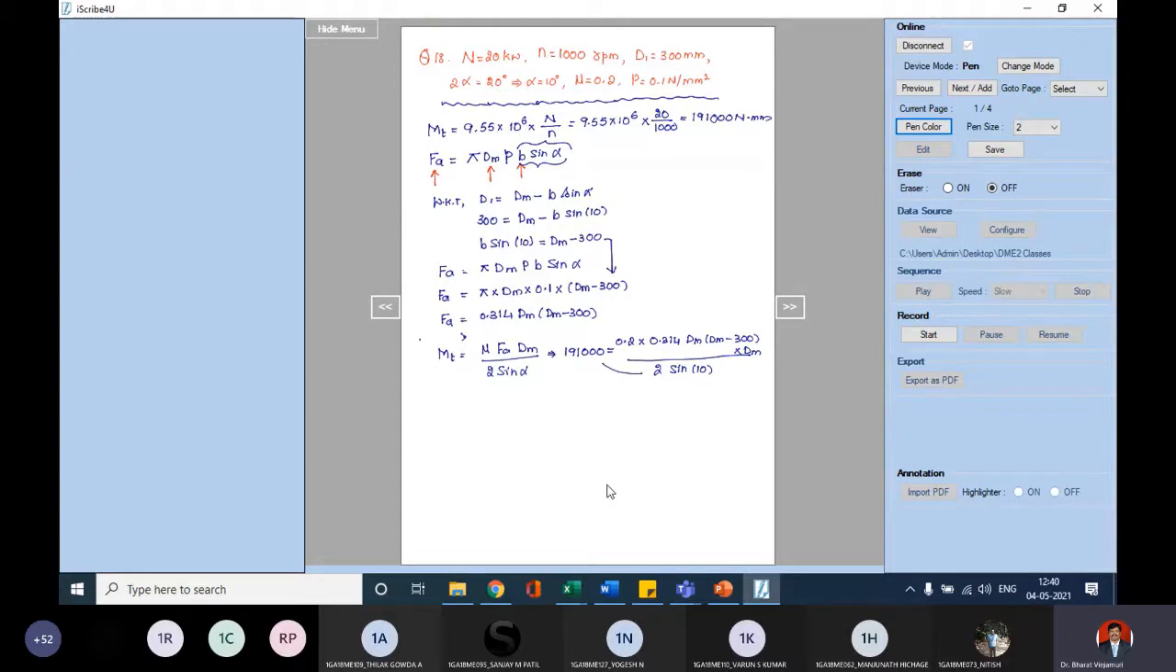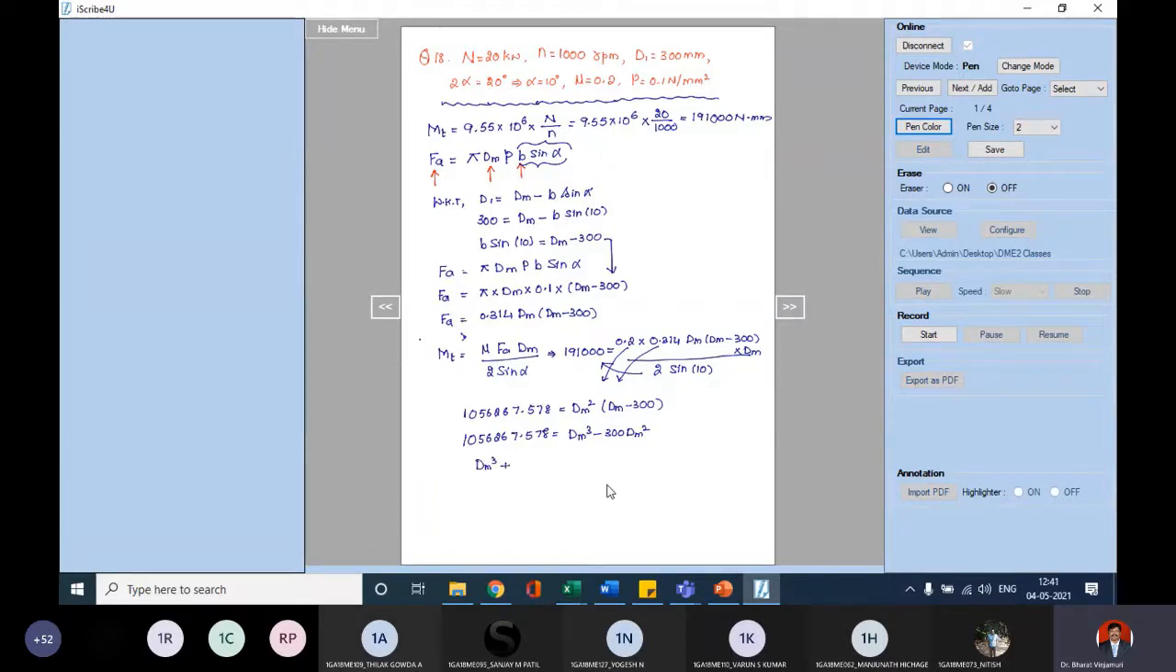You take these values on the other side and solve this. Let me calculate: 191,000 multiplied by 2 multiplied by sin 10, divided by 0.2 and divided by 0.314. So this I am taking down, these were two values. So you have 1056267.578 equal to dm square into dm minus 300. So you have a cubic equation, guys. 1056267.578 is equal to dm cube minus 300 dm square. So what is the value of dm now?